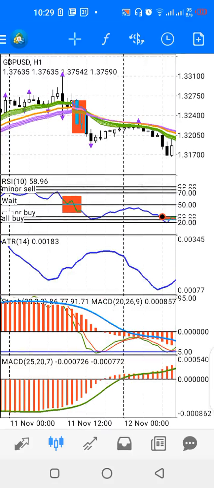Let's look at the parameters for indicator window 3. Indicator window 3 has stochastic and MACD.